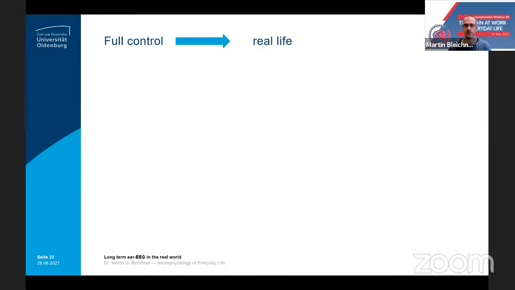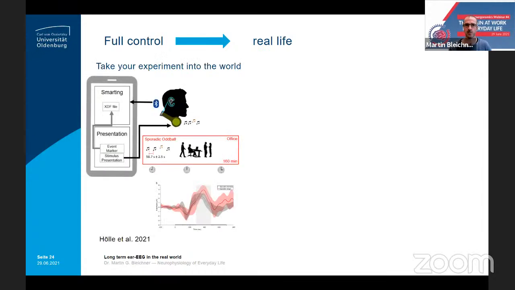Nevertheless, when you record in everyday life, you still need something to relate your EEG to. And I see currently two approaches we can follow there. First, you can take your experiment into the world. This is the approach that is currently done most often, and the approach we have also chosen for our office studies. We use the smartphone to present sounds to the participant and record mobile EEG and the event trigger for each sound we present on the smartphone. This allows us to relate the presentation of each sound to the corresponding segment of EEG and compute the average brain response to these sounds.